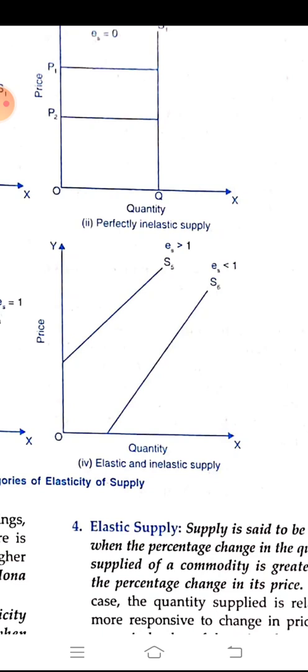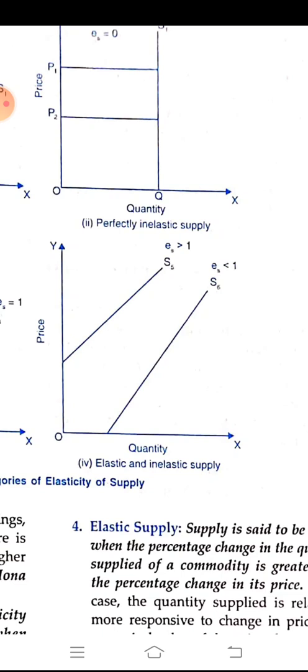Okay, and next they are saying inelastic supply. Inelastic supply means where the percentage change in quantity supplied is less than the percentage change in price. The percentage change in the price will be more.